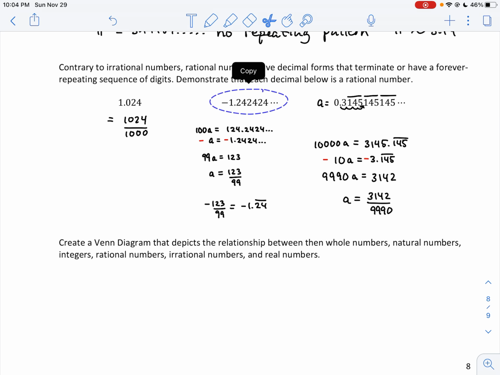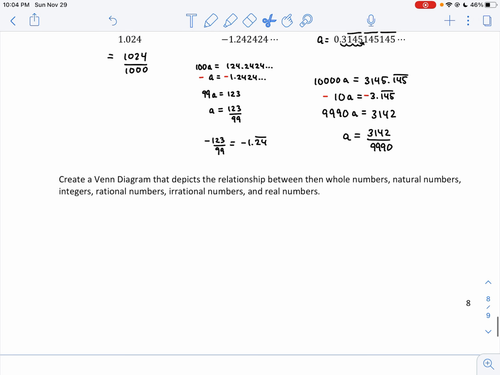All right, so whenever you have a terminating decimal, it's easy to make it a fraction of integers. When you have a repeating pattern, in both these cases, you can see with a little bit of work, we are able to determine how to express that decimal as a fraction of integers.